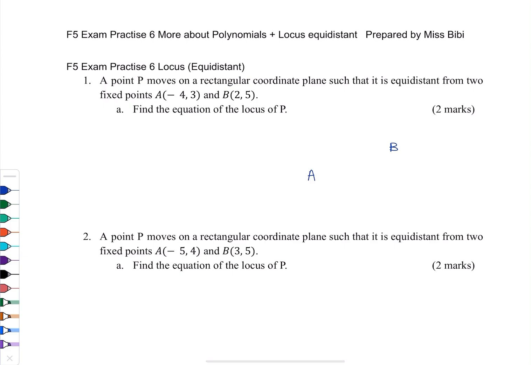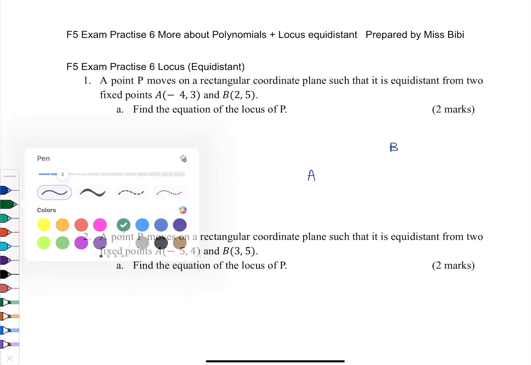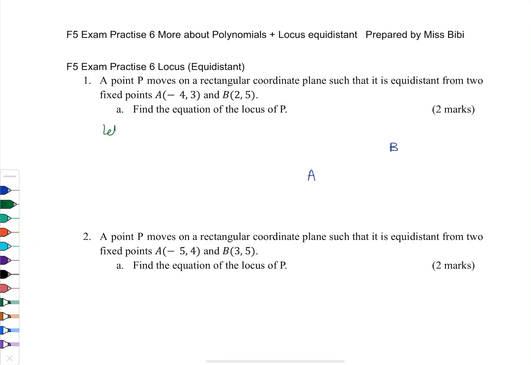And what happens to P? P moves. So that means P is a moving point. So it can be anywhere. P is moving all the time. So how do I know its coordinates then if it's moving? Since we can't, so what we do is let P be X and Y.